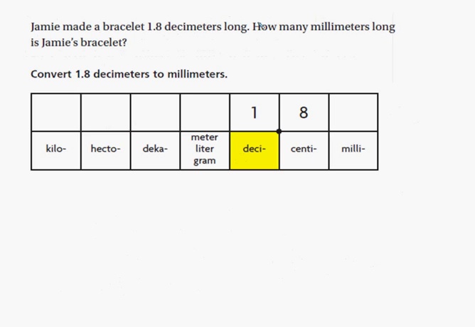So Jamie made a bracelet 1.8 decimeters long. How many millimeters long is Jamie's bracelet? So they filled this in. 1.8 decimeters, that's 1 decimeter and 8 centimeters. But I don't even need to think about that because I know this is big and this is small. And if I'm going from decimeters to millimeters, which is what they're asking us to do here, I can see that I'm going big to small. So I take 1.8, big to small is multiplying.